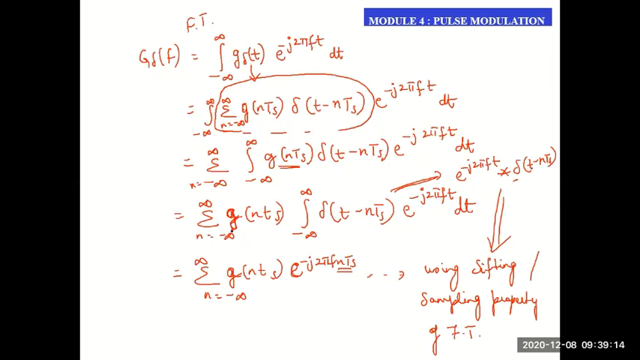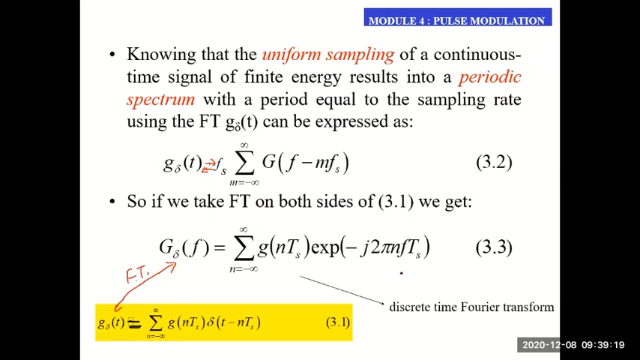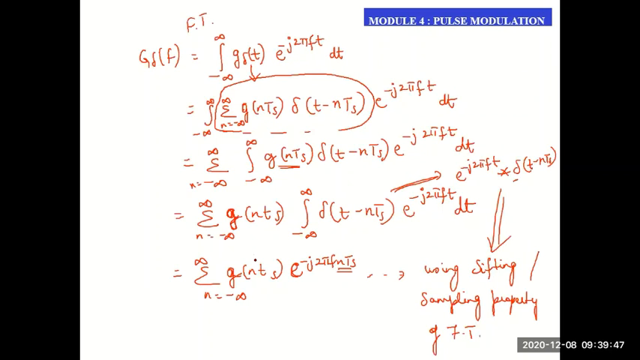We already have this g of nTs outside and the summation. This is what we have considered here. So in your textbook, you'll see everything will be written directly. But for you to remember, I think it's better if you go through the derivation steps. Okay, so I hope you understood how we got g delta of f from this equation, how we could take Fourier transform of equation 1 and how it resulted in this equation. That's what I have shown you here. Okay, any doubts?